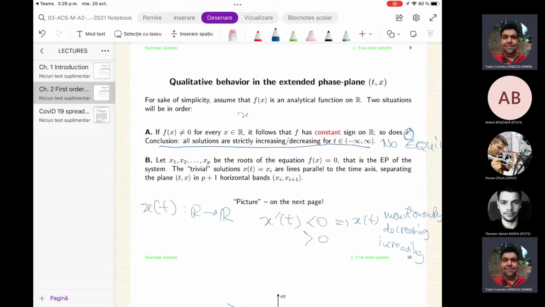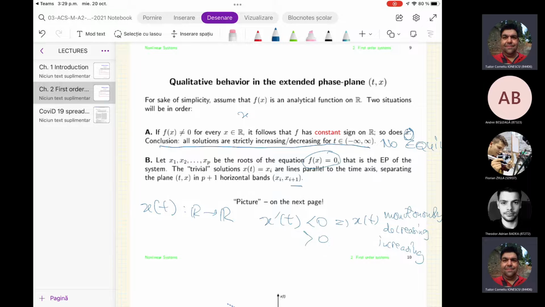However, if this is not true and there is a change of sign, if f is changing sign, hence if x dot of t is changing sign, then probably f(x) is 0 in some points, and these points are the equilibrium points of the system. These are the trivial solutions, x(t) equal x_i, which are lines parallel to the time axis. I told you that earlier.